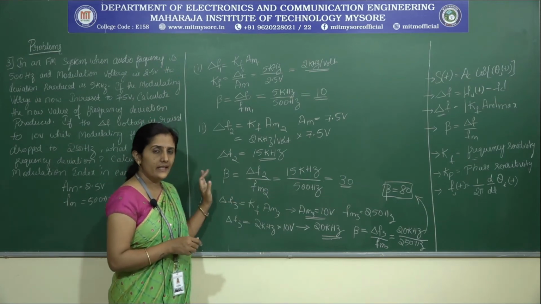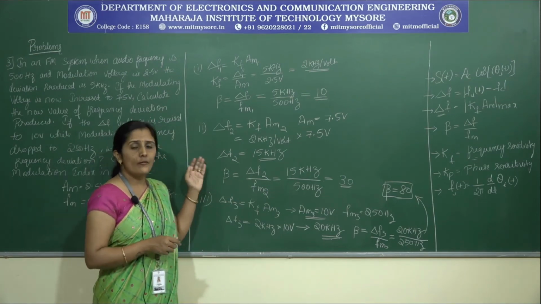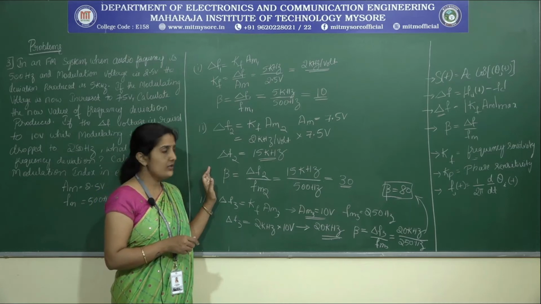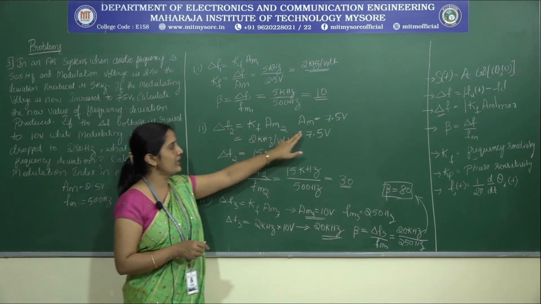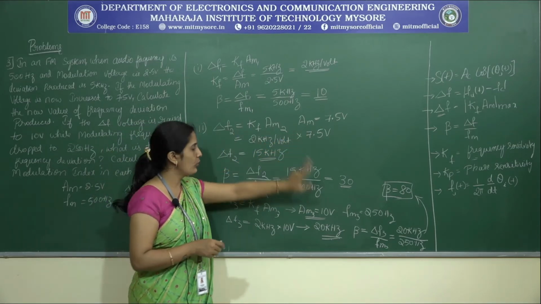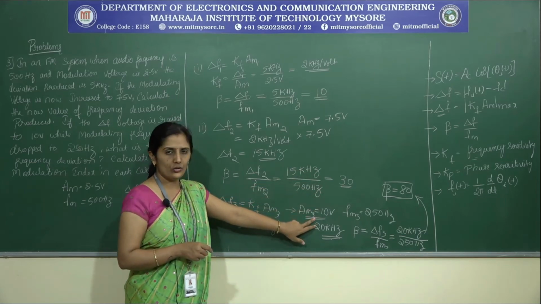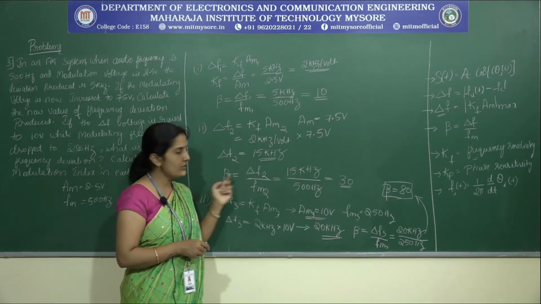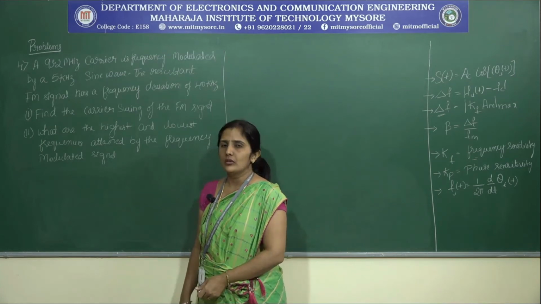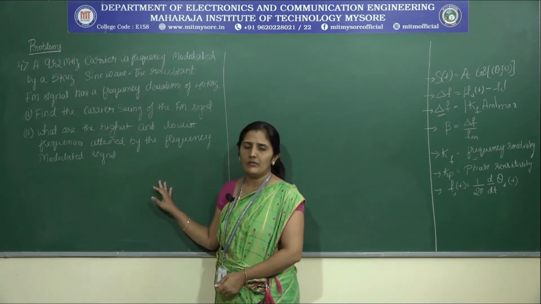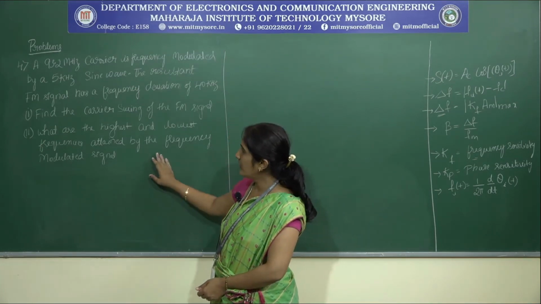So here in this problem we can conclude that for different modulating voltages, Am is equal to 7.5 volt here, and also here Am is equal to 10 volt, are the modulation indices we have got. So this is another problem which we are going to solve. The question goes like this.